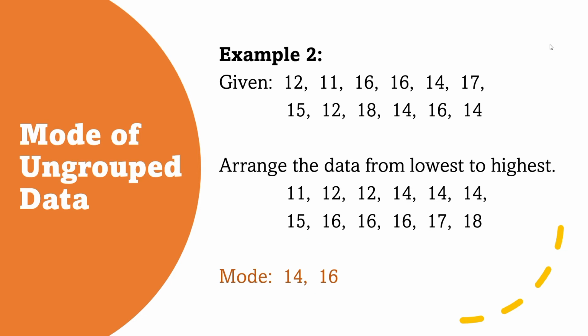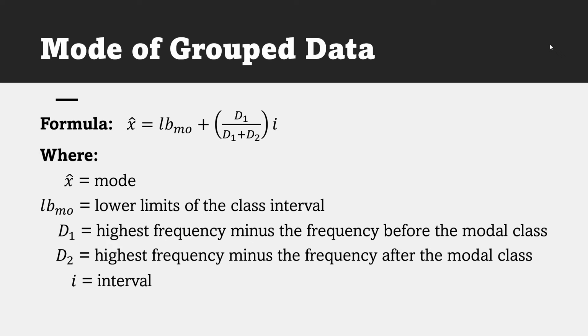Now, let's talk about the mode of group data. So the formula for this is mode is equal to LB sub M plus D1 divided by D1 plus D2 times I, where X is the mode, LB sub M is the lower limits of the class interval, D1 is the highest frequency minus the frequency before the modal class, D2 is the highest frequency minus the frequency after the modal class, and I is the interval.